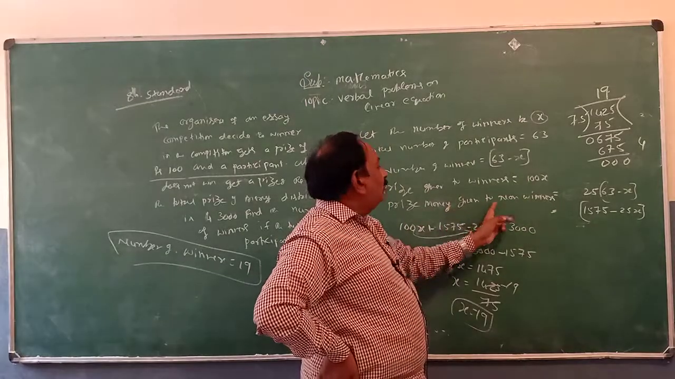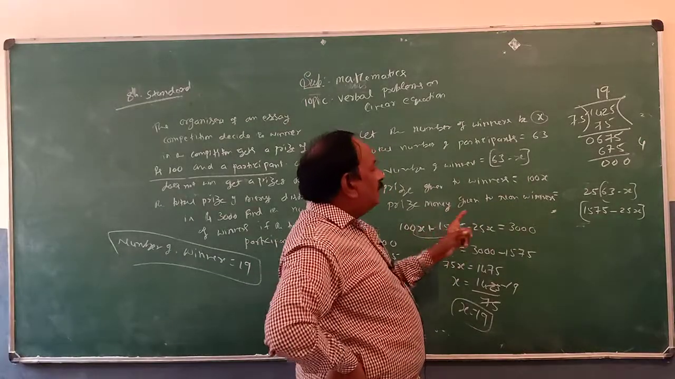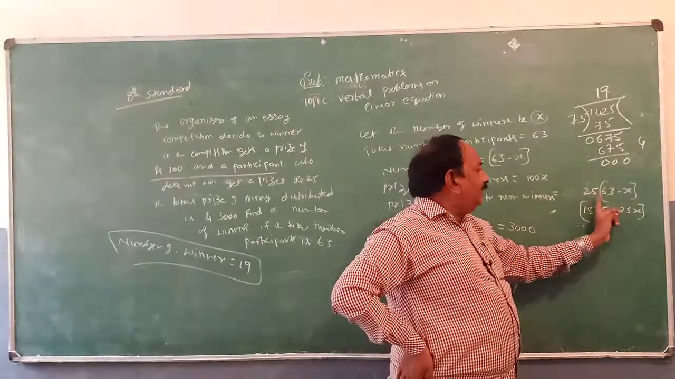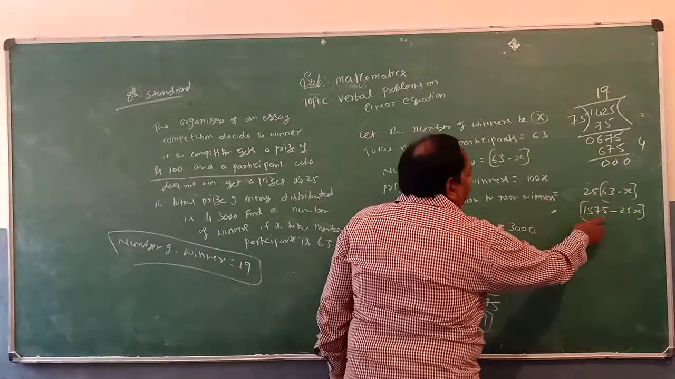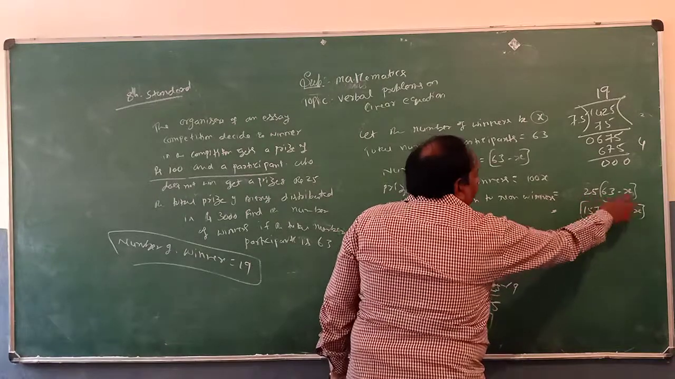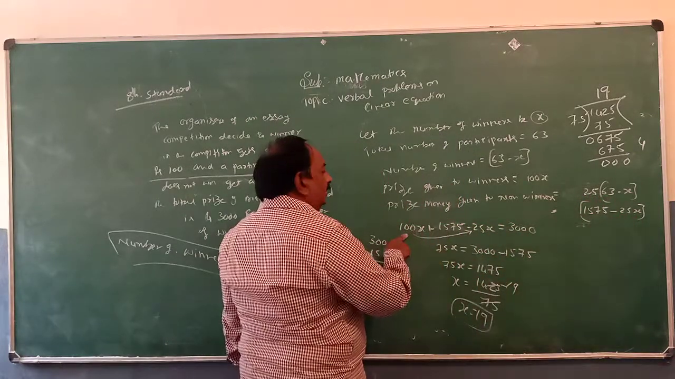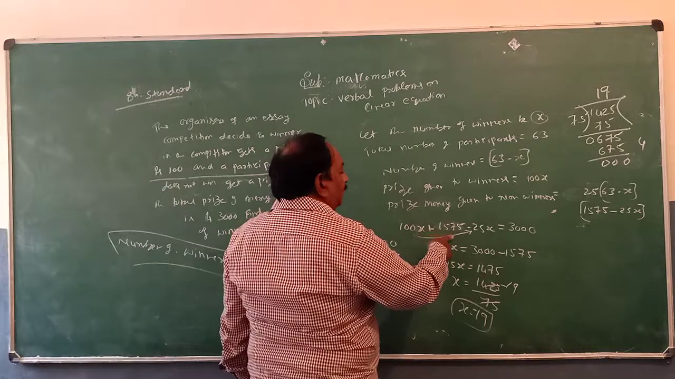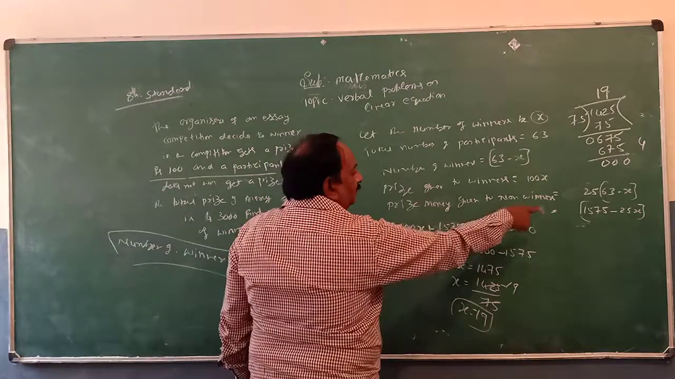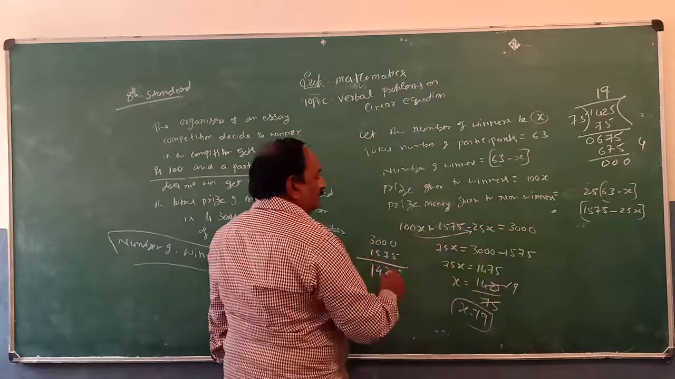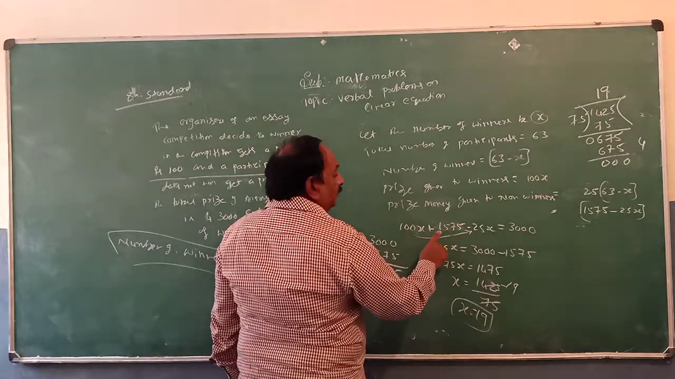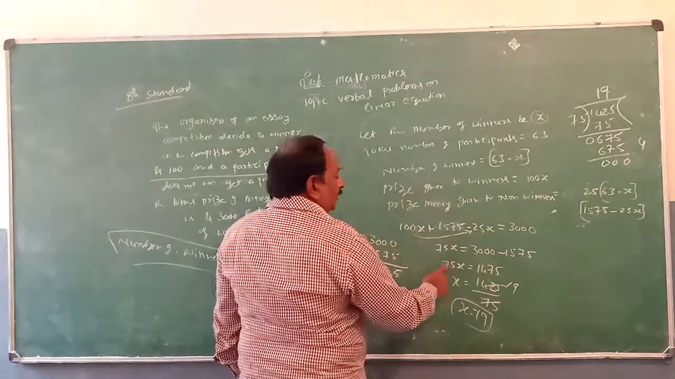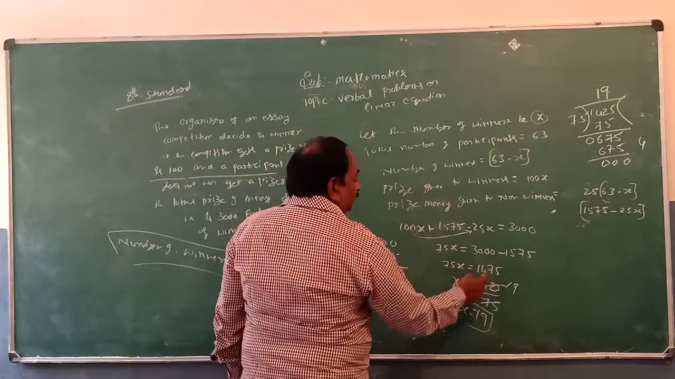Prize money given to non-winners is 25 into 63 minus x, that is 1575 minus 25x. So 100x plus 1575 minus 25x, this total amount is 3000. 100 minus 25 is 75x, plus 1575. Taking 1575 to the other side: 75x is equal to 3000 minus 1575.